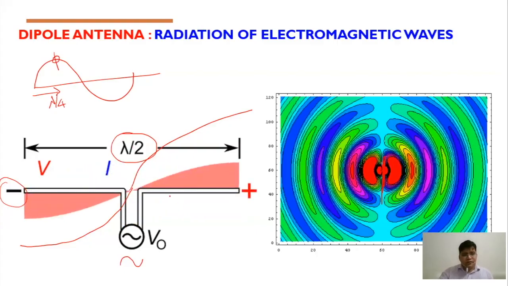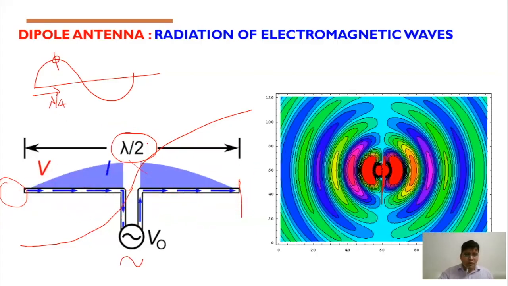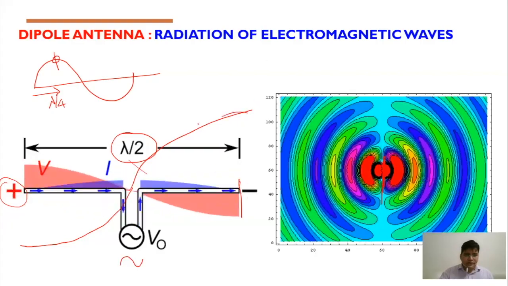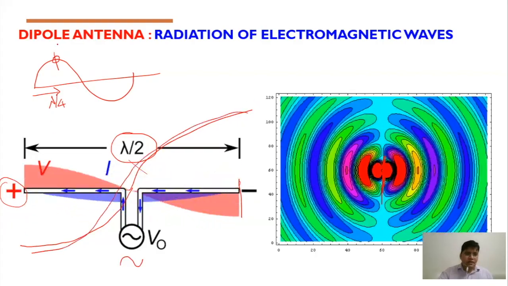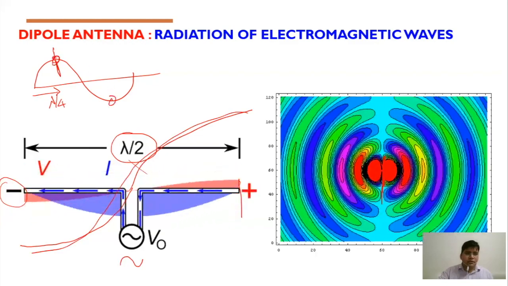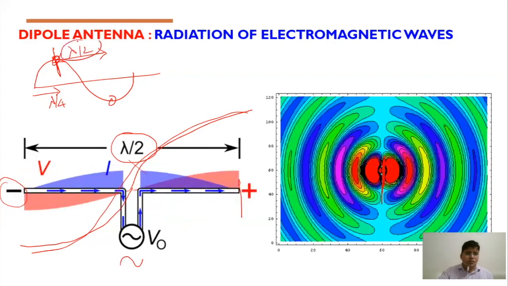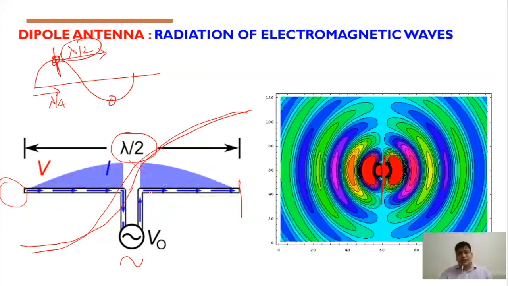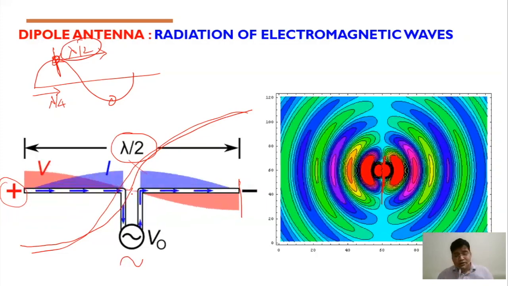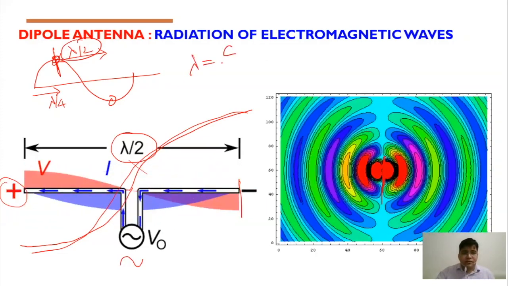Okay, so when maximum occurs, there should be some discontinuity. So we can observe this graph like I have drawn from this point to this point. So this distance is lambda by 2. So the total length of the antenna should be lambda by 2 for getting the maximum radiation. And lambda is equal to C by F.